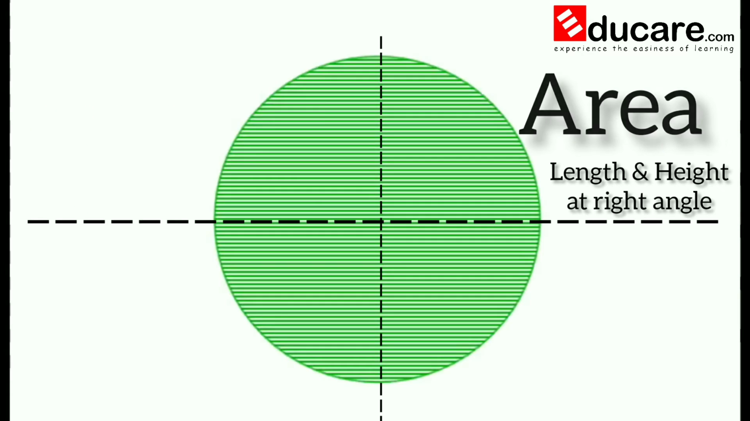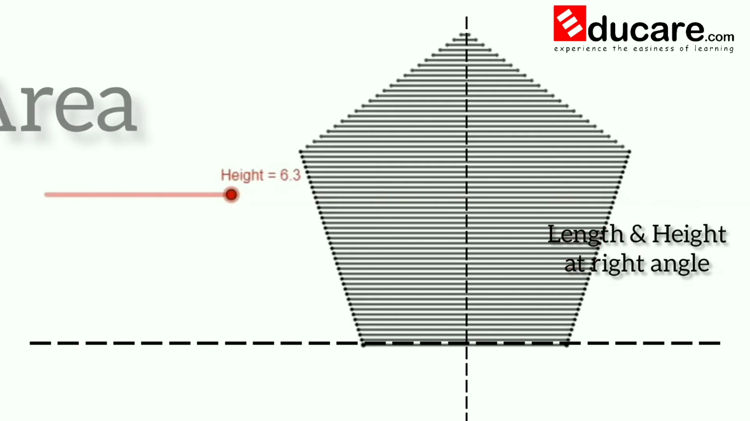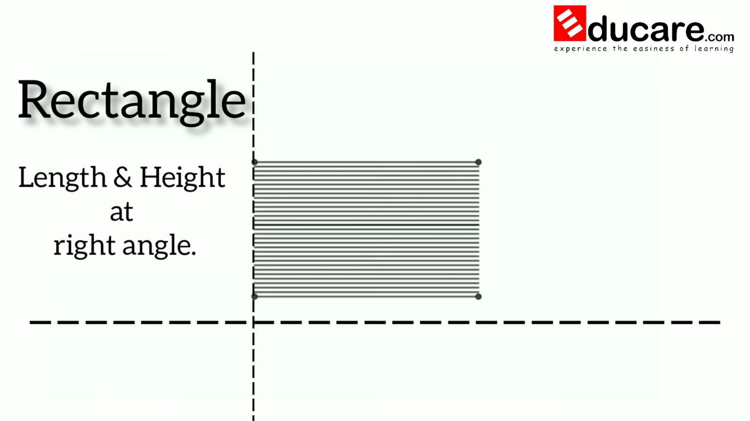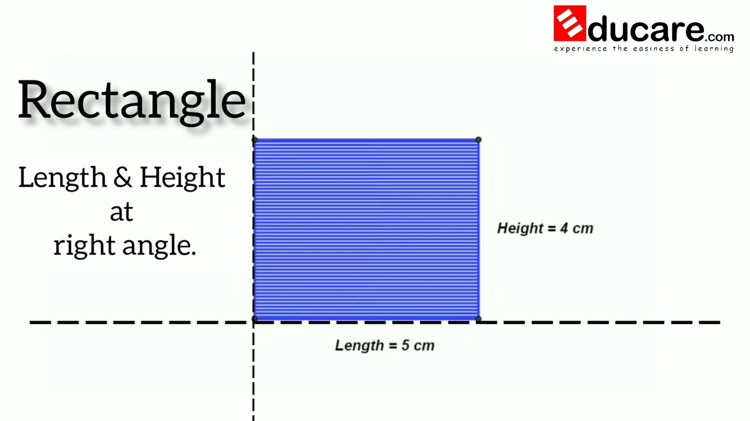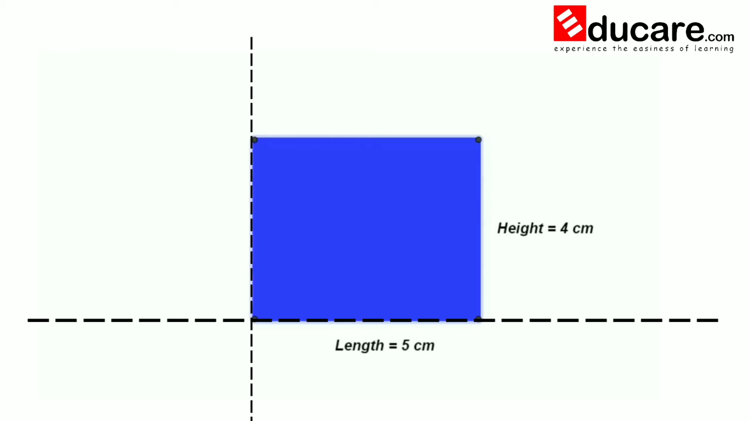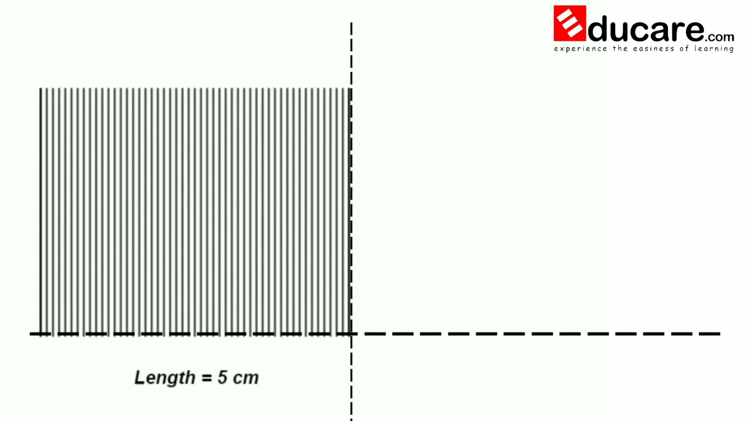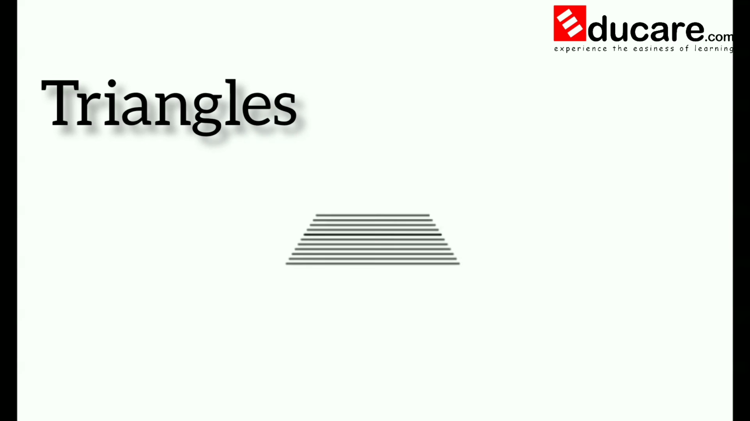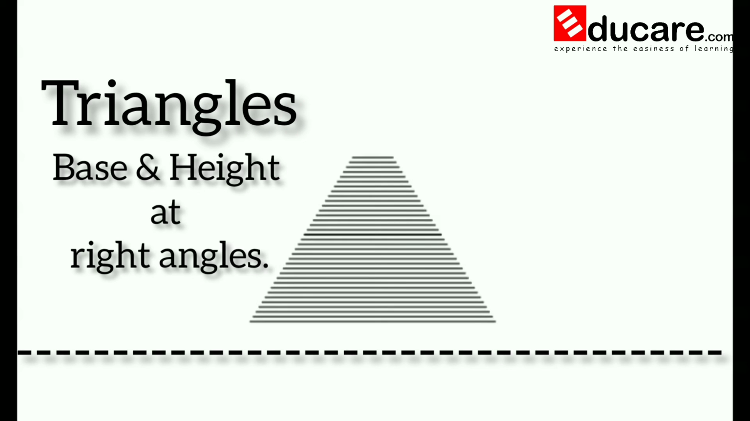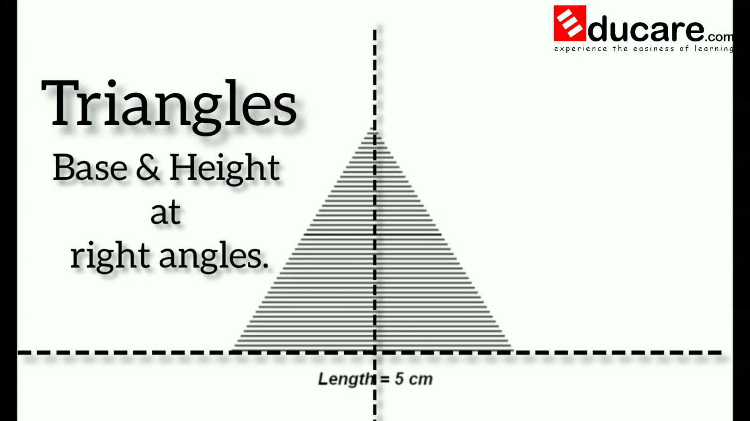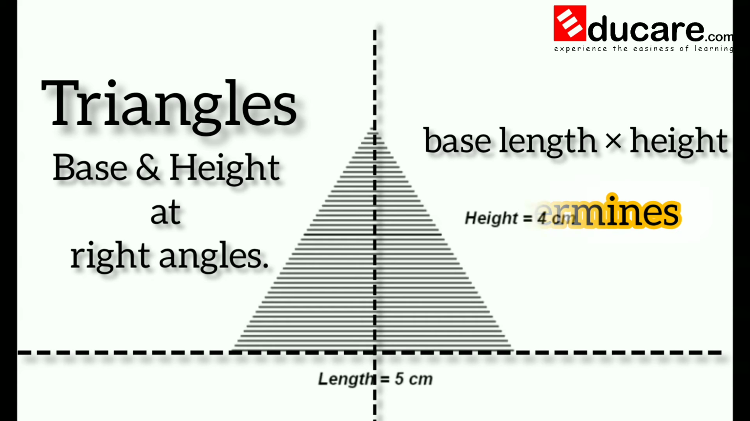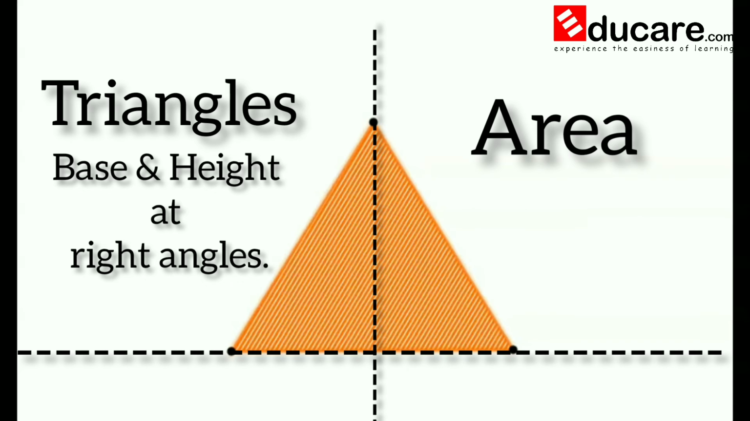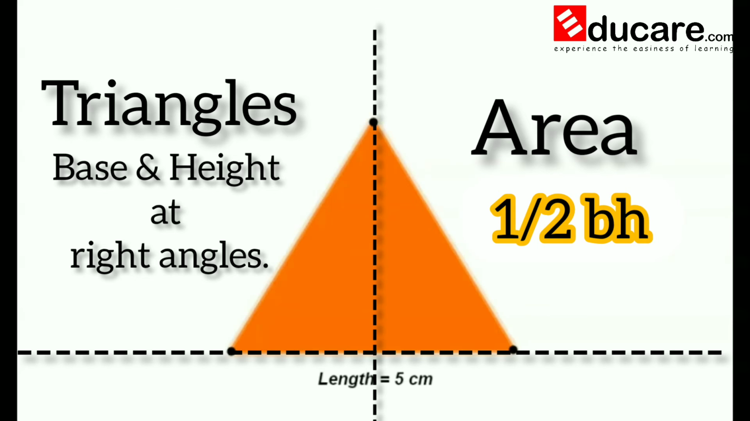So, area is always the product of two perpendicular distances. For rectangles, the length and the height are always perpendicular to each other. So, the product of length and height of the rectangle gives its area. For triangles, the base length and the height are always perpendicular to each other. So, the product of base and height determines the area of the triangle, and the area is equal to half into base into height.